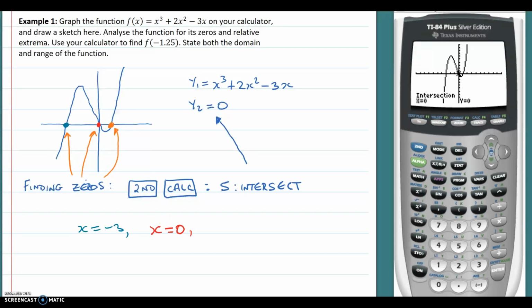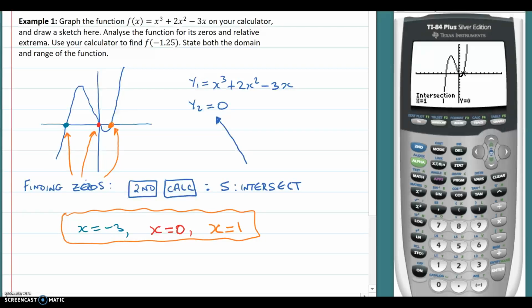And then there's one more, the orange one. So repeat the whole process, second calc 5, and move over to where I've drawn the orange one, and press enter 3 times, once, twice, 3 times, and you get x equals 1. Okay, those are where this graph has zeros.